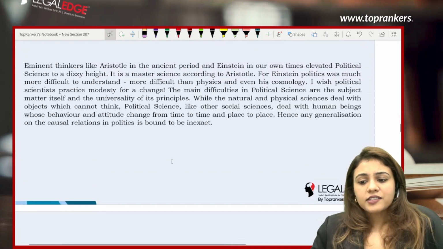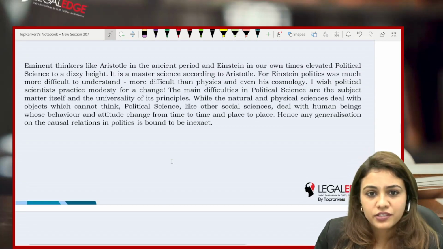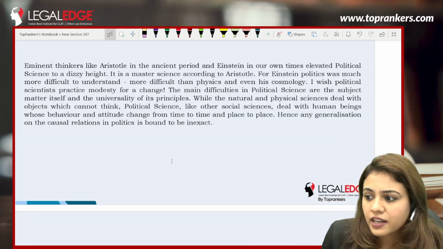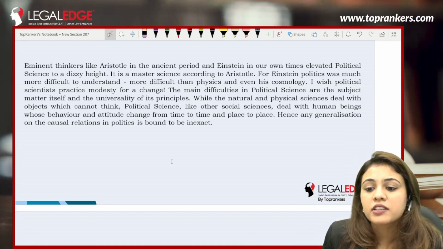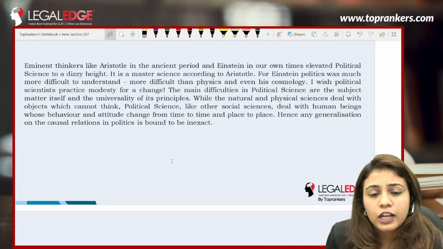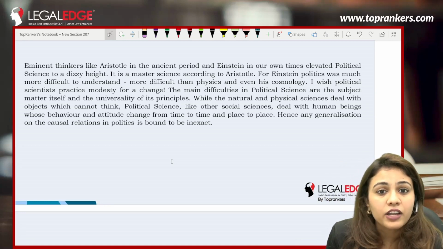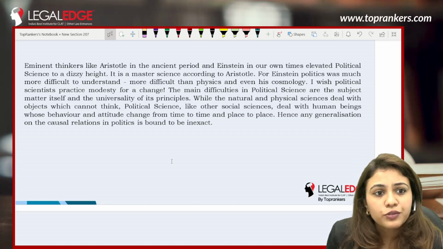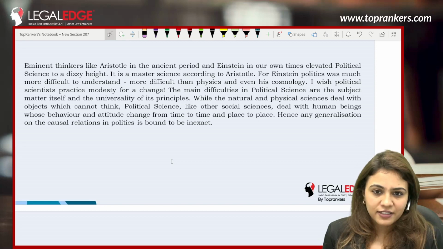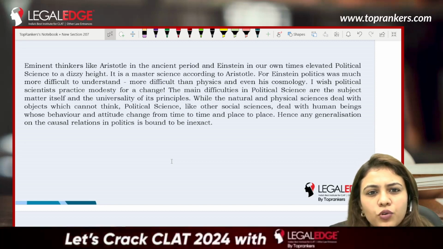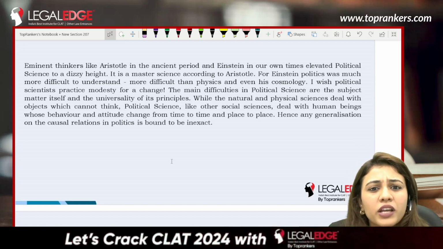Then the writer says eminent thinkers in the past, like Aristotle in the ancient period and Einstein in our own times, elevated political science to dizzying heights. What does that mean? They looked at politics in a very honorable, respectable manner. According to Aristotle, he used to call it the master science. तो फिर अचानक से क्या हो गया? अचानक से political science को इतना importance क्यों नहीं मिल रहा है?